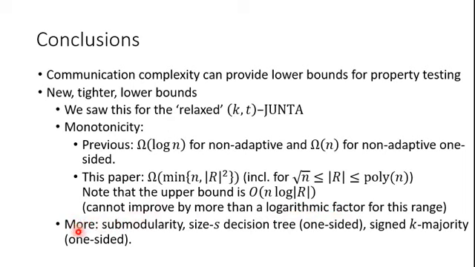Other tighter lower bounds were obtained for submodularity, size S decision trees for the one-sided case, and the signed k majority one-sided case. So we can conclude that sometimes what might seem difficult in one field might be easier through another. Thank you.